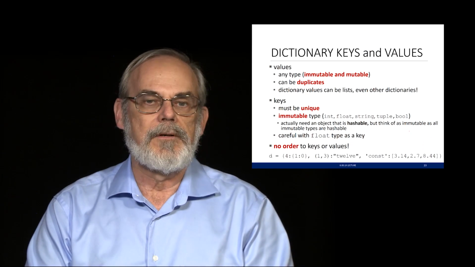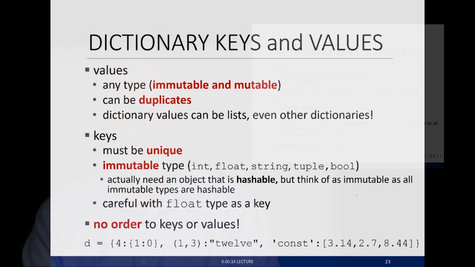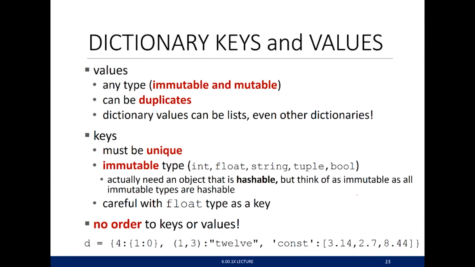What else can I say about dictionaries? A couple of things. The values that go into the dictionary can be anything. It could be any type. It could be immutable types like ints or strings. It could be mutable things like lists. It could be functions. Absolutely anything can be used as a value. They could also be duplicates. That is, I could put the same value to be associated with different keys. As we also can see here, dictionary values could be lists. I could even have dictionary values be other dictionaries.